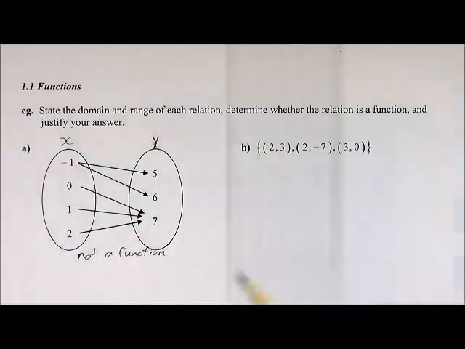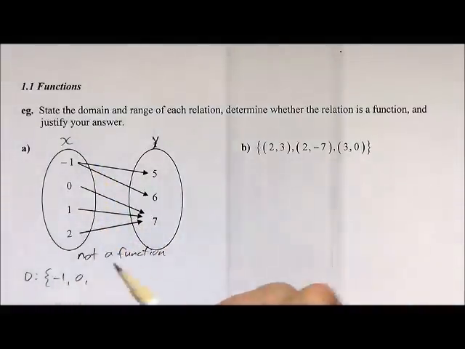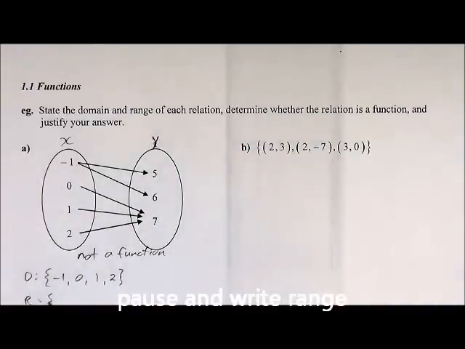But we'll still take a look at the domain and range. The domain here, please fill this in. Basically all the values in the x oval. So we've got -1, 0, 1, and 2. And the range are just these values for y.